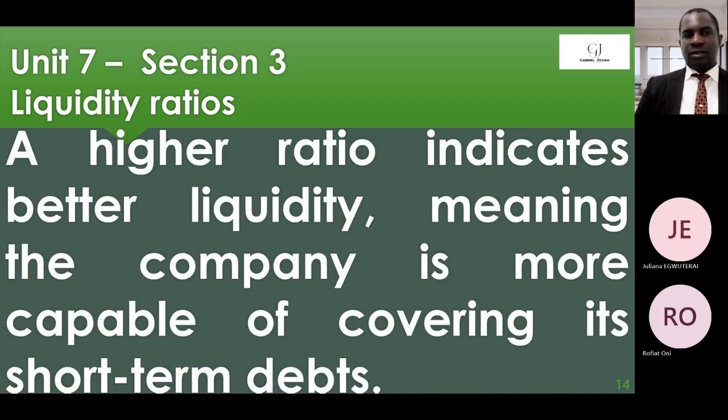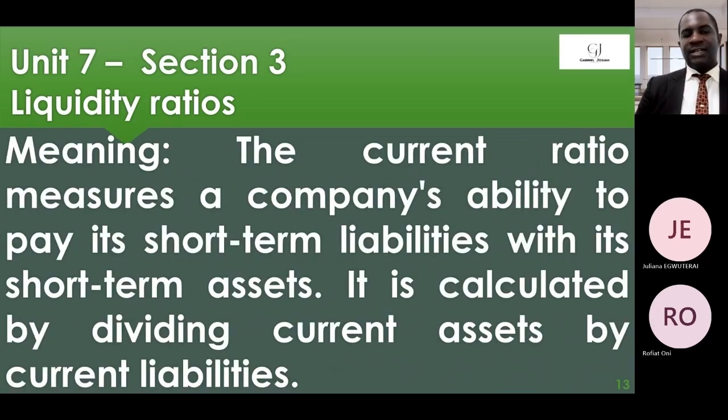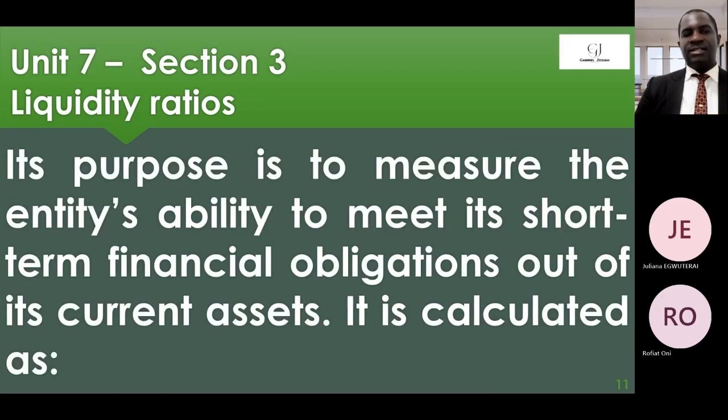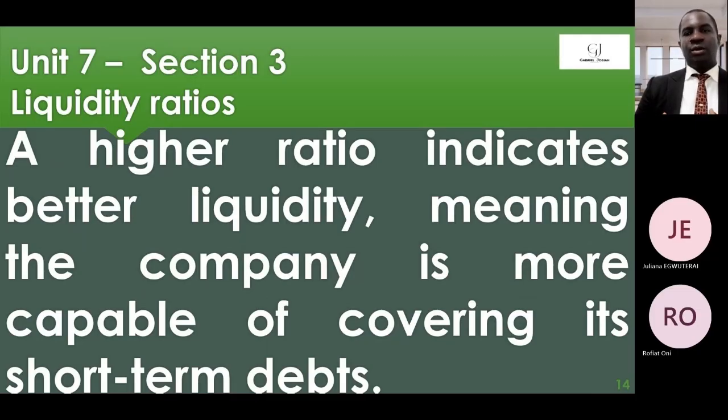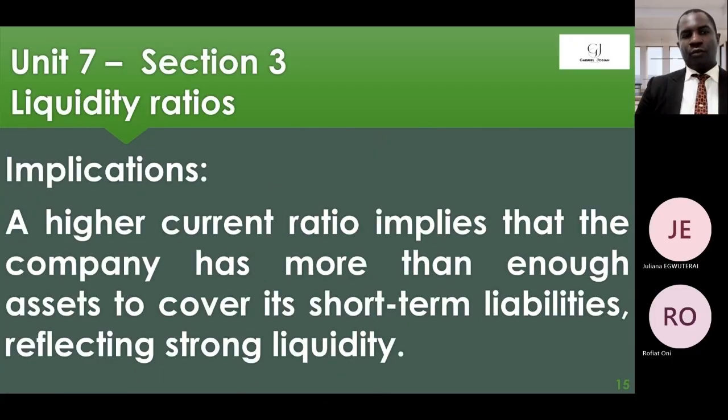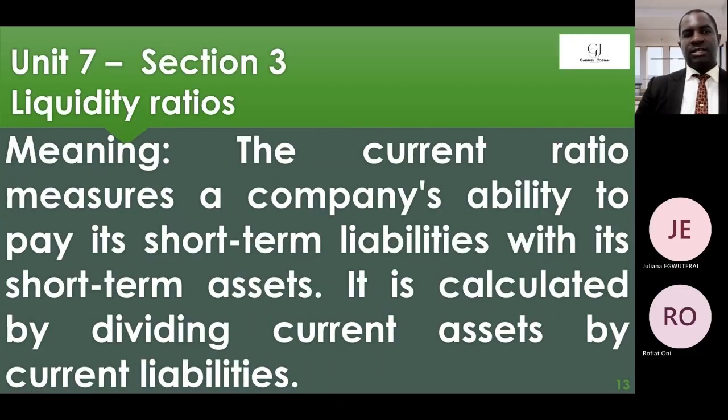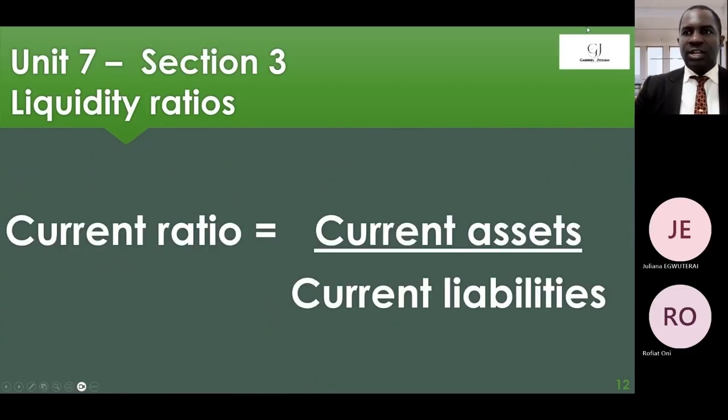The formula looks at current assets, dividing it against current liabilities, like we saw here. So a higher ratio indicates better liquidity, meaning the company is more capable of covering its debt. Okay, so let's display our understanding of this short introduction by using the formula to speak to the ratio.